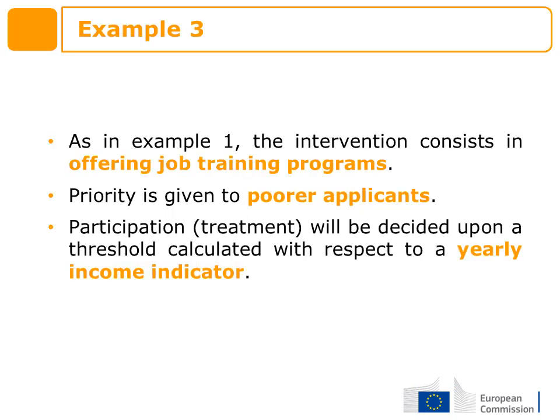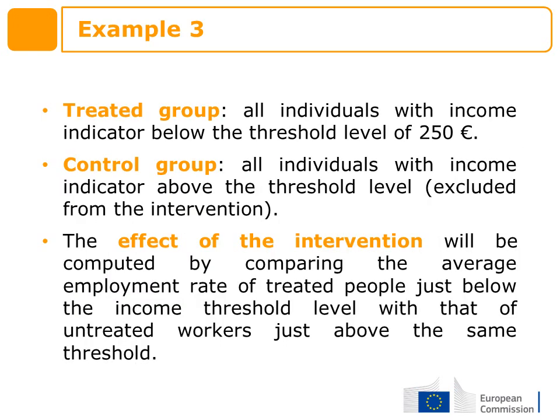Example 3. Assume the same setup of example 1. Assume also that priority needs to be given to poorer applicants. For this, a yearly income indicator is constructed, using equivalent scales for the size of the family. The administration decides to include in the treatment group all the families with an income lower than €250 per person per year. Here, the treated group is defined as all individuals with an income indicator lower than €250. The outcome of interest is the employment status 6 months after training.